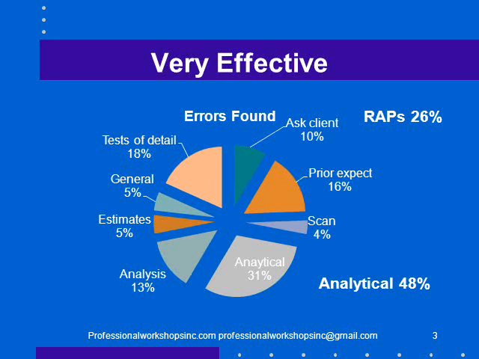And general testing and looking at estimates, another 10%. The interesting thing is tests of detail, which we think are the best tests in the world, only found 18%. So if we are doing an audit by starting with tests of detail and hoping that that's going to find stuff, we're only going to find 18% of the errors. And the risk assessment procedures and the analytical procedures will help us find much more.